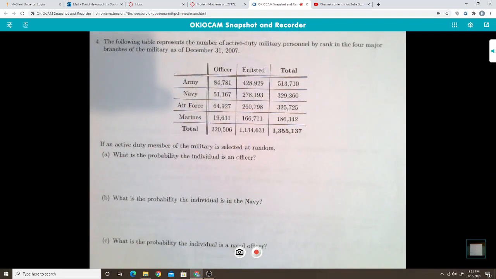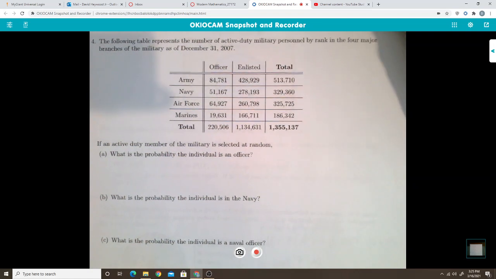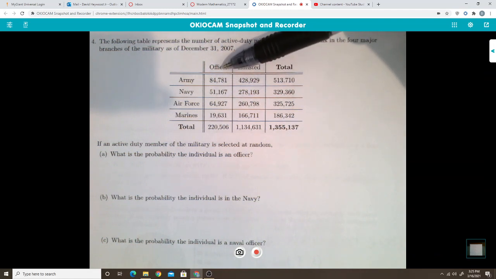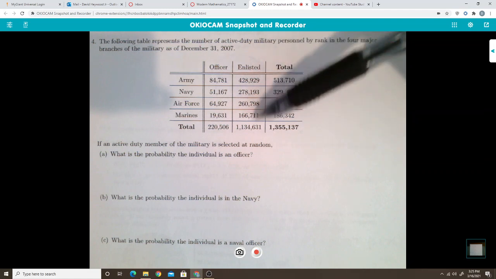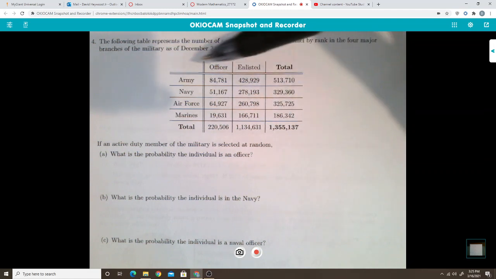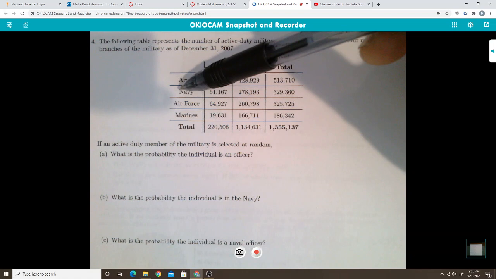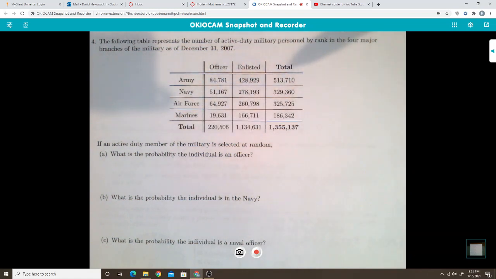It says, the following table represents the number of active duty military personnel by rank in the 4 major branches of the military as of December 31st, 2007. If an active duty member of the military is selected at random, let's maybe spend some time looking at this chart, right? This is actually pretty far out of date, but anyway, we have officers here, enlisted personnel here, and then totals. And then here we have the branches of the military: Army, Navy, Air Force, Marines, and then totals, right?